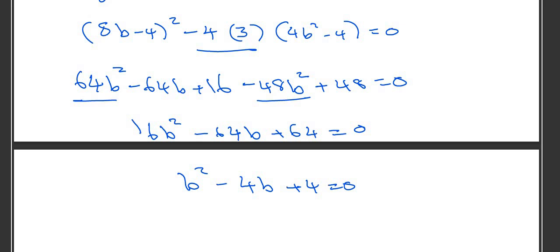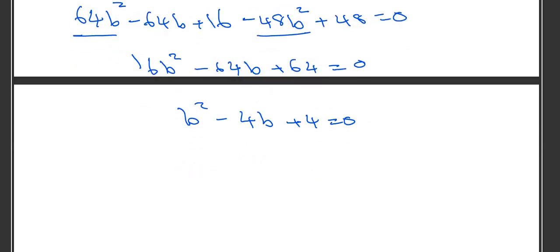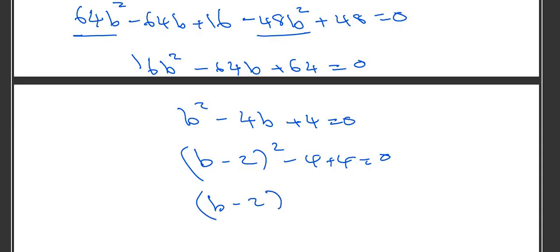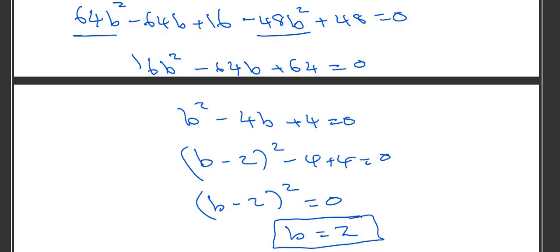Then from here, we can actually try to complete the square. It's going to be like this. Then minus 4, this is plus 4. This actually makes sense because now, when you solve this, this is going to be 0, meaning b is equal to 2, when we solve it using the completing the square method.